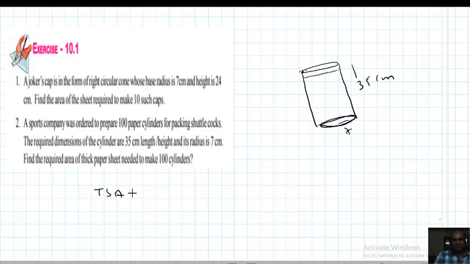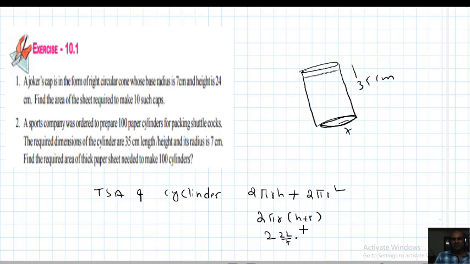TSA of cylinder. Base area, lateral surface 2 pi r h plus 2 pi r square. 2 pi r you can take common, h plus r. 2 into 22 by 7 into r means 7, into h means 35 plus r means 7. This 7 get cancelled. Don't simplify. 2 into 22 into this is 42.